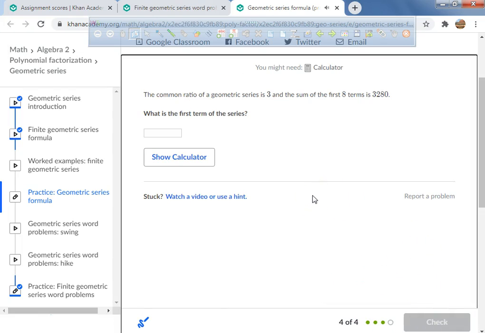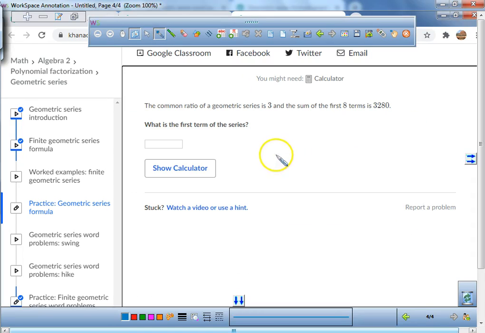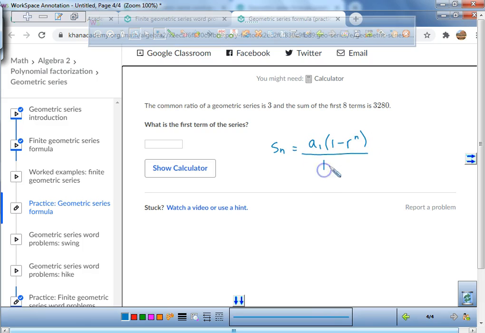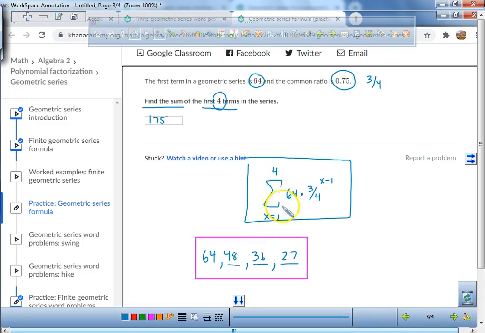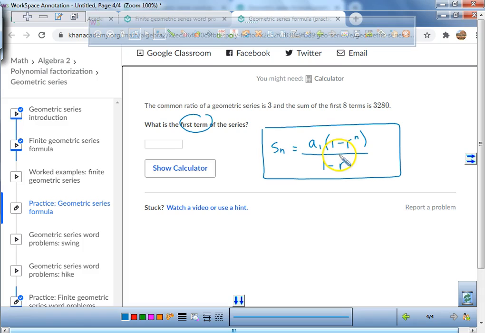All right. We'll do one more, finding the first term. Then I'm going to be moving on to word problems. When I'm doing this, I have to use this formula. The sum of the series is the first term times 1 minus r to the power of n all over 1 minus r. Whenever I have to find the first term, I need you guys to understand I have to use this formula. I'm not going to be using sigma notation. I'm going to be using this formula. So go ahead and write this down.